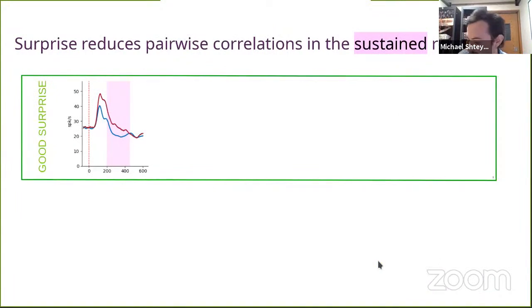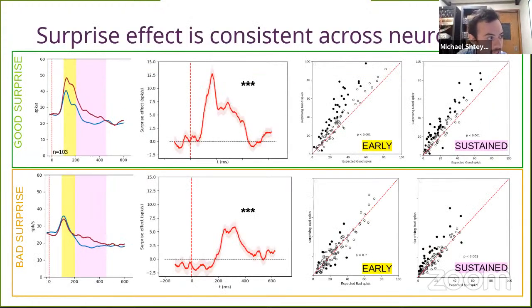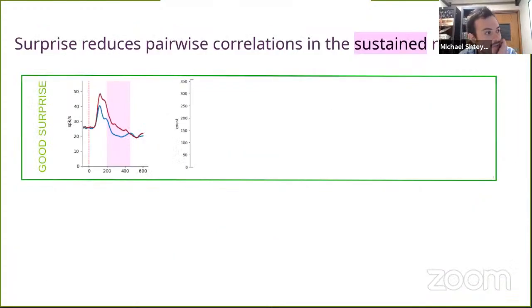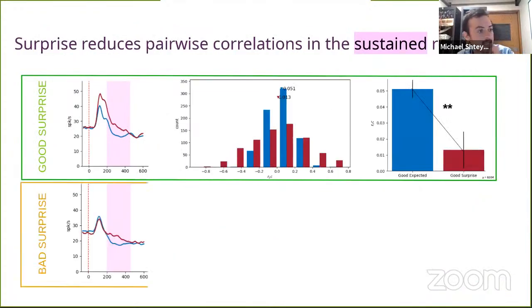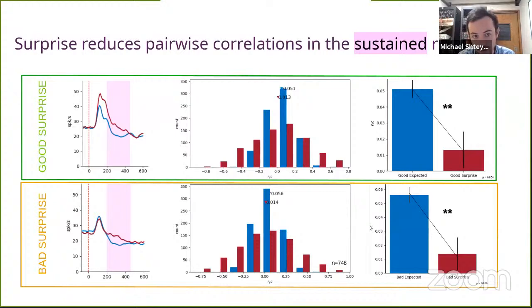And so in this case, I decided to take a quick look at the pairwise correlations in the sustained response, since this is the one that seems well characterized or easy to interpret. And we find that in the sustained response, we see a reduction in noise in pairwise correlations between neurons. So basically, surprise reduces pairwise correlations.